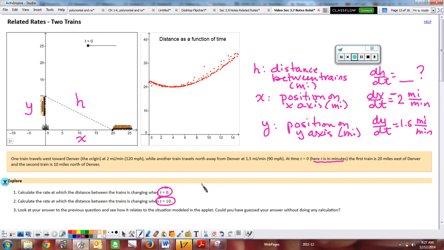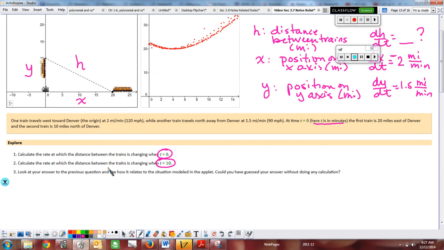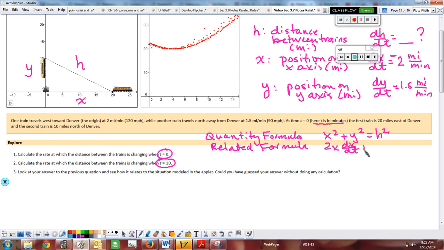Okay, so then we basically want to calculate what's the rate that the distance is changing when t equals 0. So let's do part A. I'm just going to slide down just a little bit so I have room. Or number 1 here. Now for number 1, actually for both problems, our quantity formula is the same for both. So I'll go ahead and jot that down. x squared plus y squared equals h squared. Then my related rates formula is going to be the same for both: 2x dx dt plus 2y dy dt equals 2h dh dt. And now for number 1, let's start plugging and chugging.